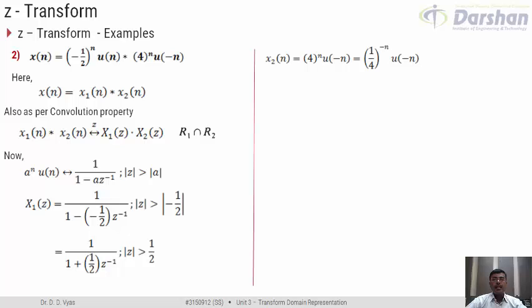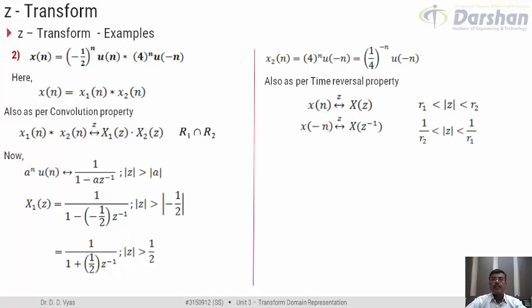Similarly, if we try to see x2[n], then x2[n] is 4 raised to power n u of minus n. To bring it into symmetry with minus n, keeping the variable minus n the same in both cases, we understand here you have plus n, here you have minus n. To make this also minus n so that it comes in symmetry, I write it as 1 by 4 raised to power minus n u of minus n. Now this reminds us of the time reversal property.